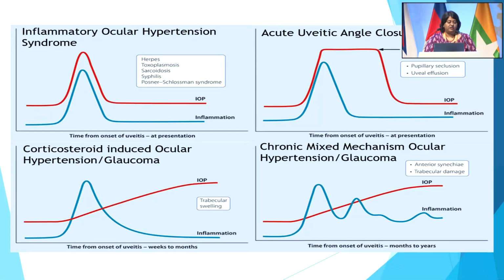When you have corticosteroid-induced ocular hypertension, what happens? The inflammation sets in. You start steroids, and with the steroids the inflammation comes down, but the IOP goes up. The timeline is shown in the x-axis of the picture. What happens in chronic mixed mechanism ocular hypertension is that there is waxing and waning of inflammation, and slowly the IOP starts to increase, and constantly the IOP remains elevated if not intervened.